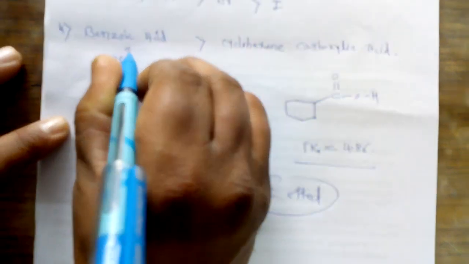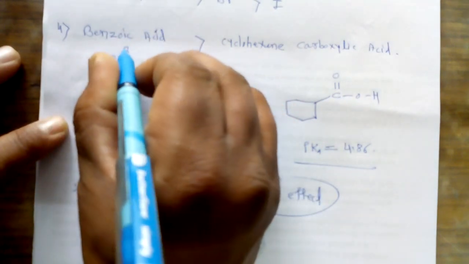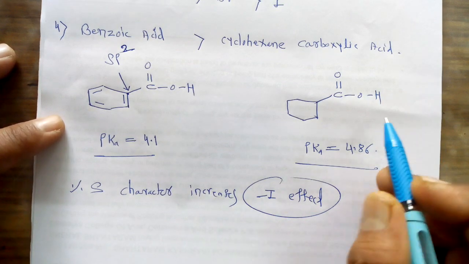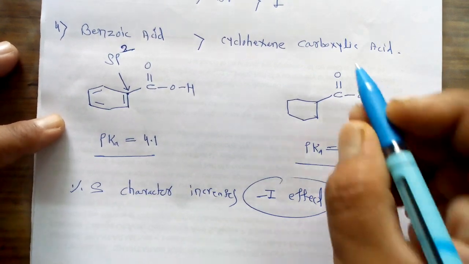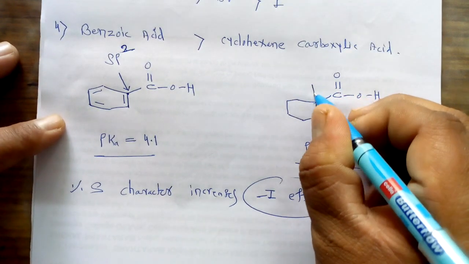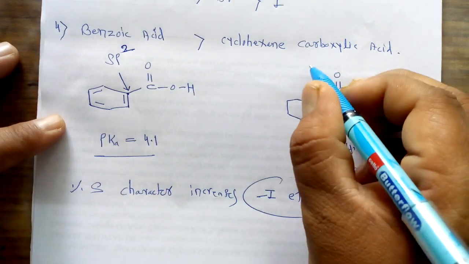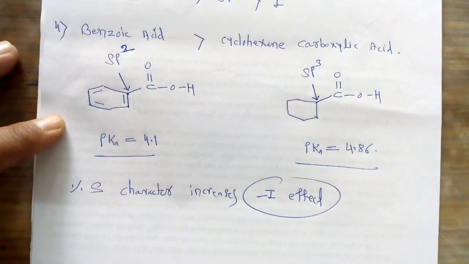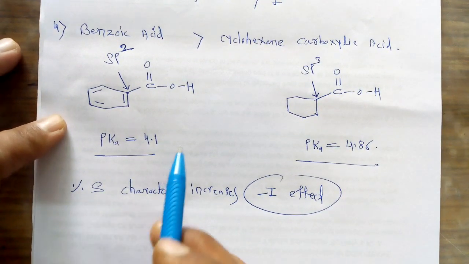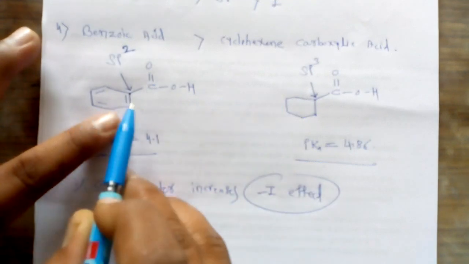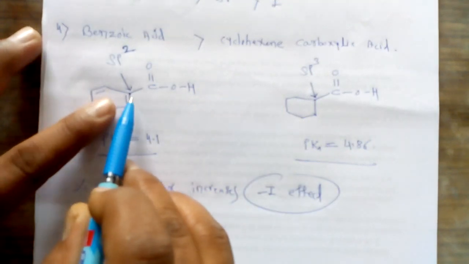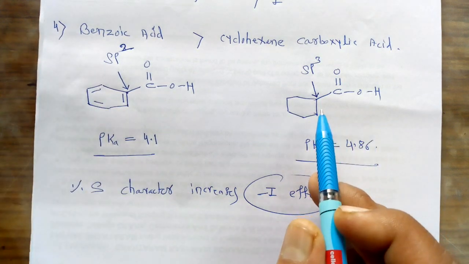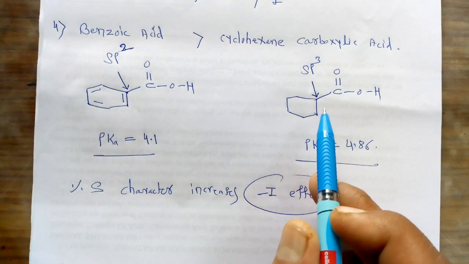It is sp2, not sp3, it is an sp2 hybridization. While in the case of cyclohexane carboxylic acid, the hybridization of this carbon is sp3. Now if we compare the relative hybridization of both these carbons, it is sp2, so the percentage of s character is more in this sp2, while in the sp3 the percentage of s character is less.